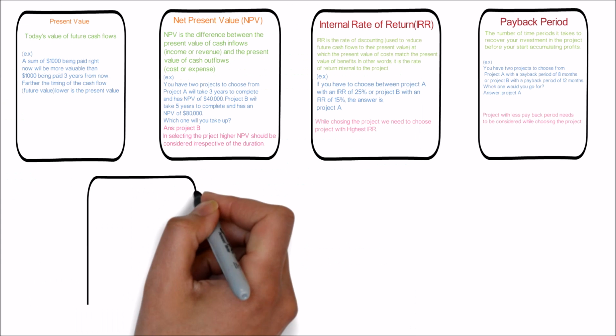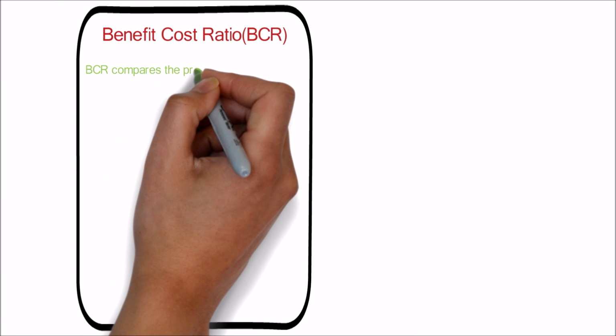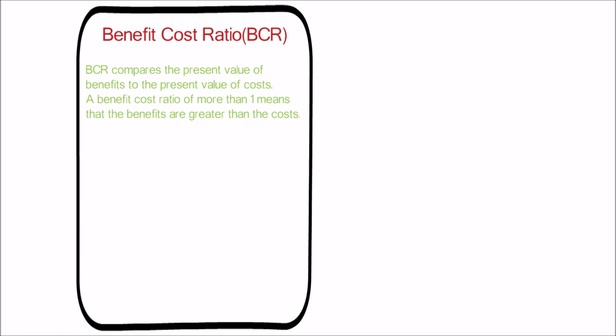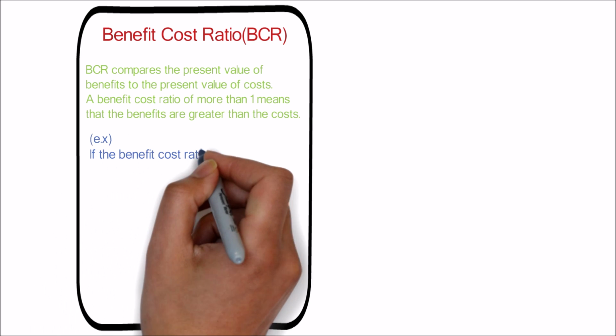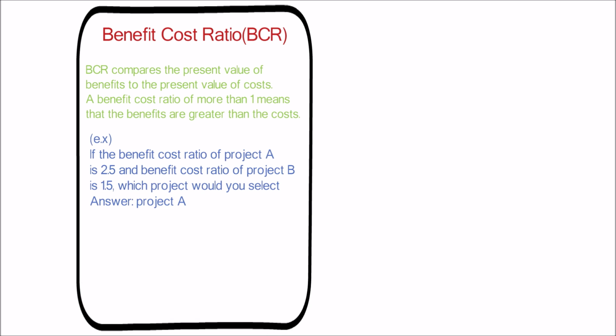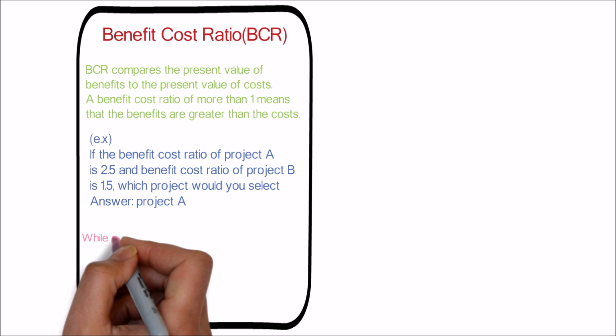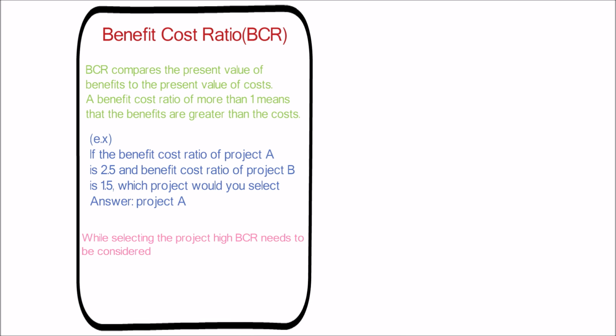Benefit cost ratio. The benefit cost ratio compares the present value of benefits to the present value of costs. Example. If the benefit cost ratio of Project A is 2.5 and benefit cost ratio of Project B is 1.5, which project would you select? The answer is Project A. While selecting the project, high benefit cost ratio needs to be considered.